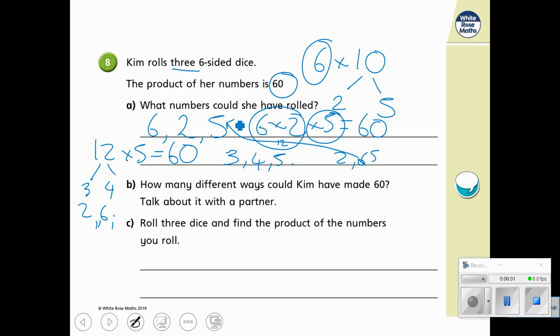Okay, the last question C says roll 3 dice and find the product of the numbers you roll. If you've got dice at home, if you've got 3, roll 3. If you've got 1, just roll 1 at a time 3 times. Or if you haven't, ask someone to pick 3 random numbers from 1 to 6 for you and have a go.